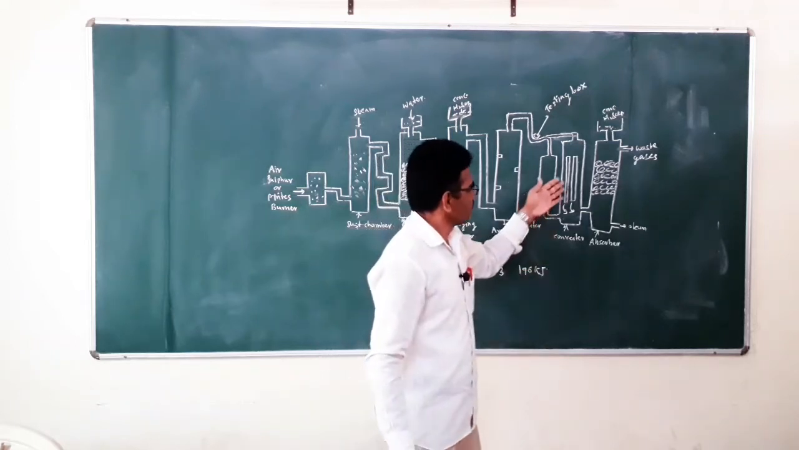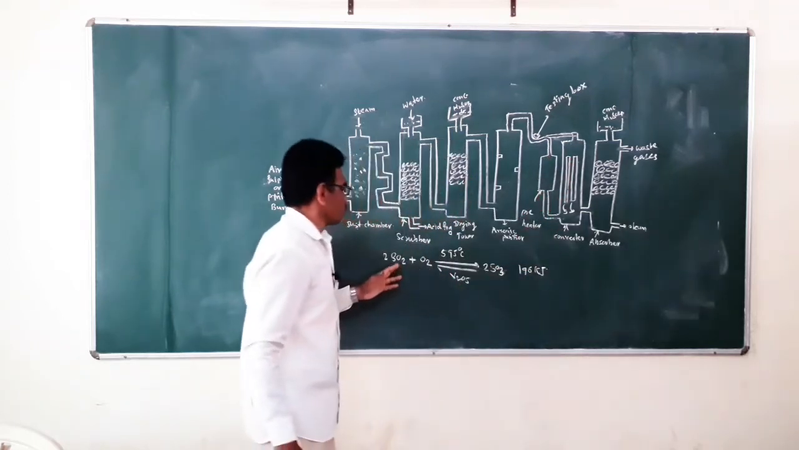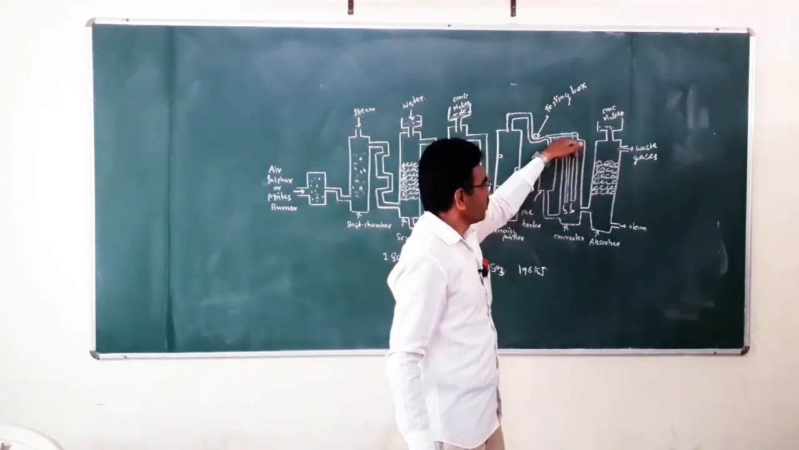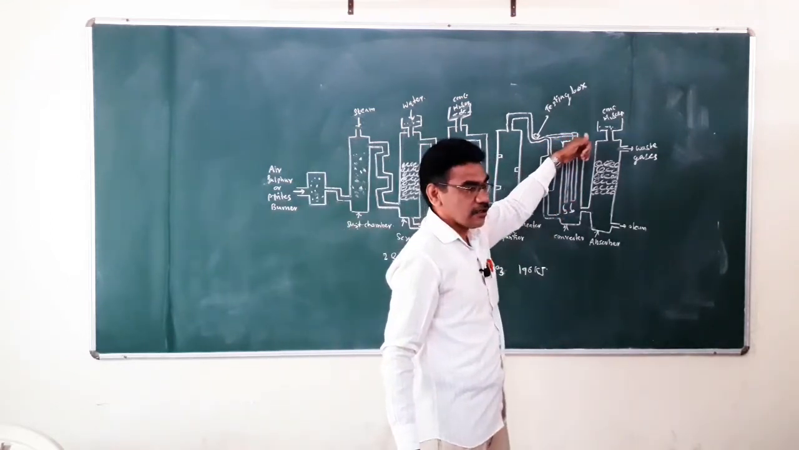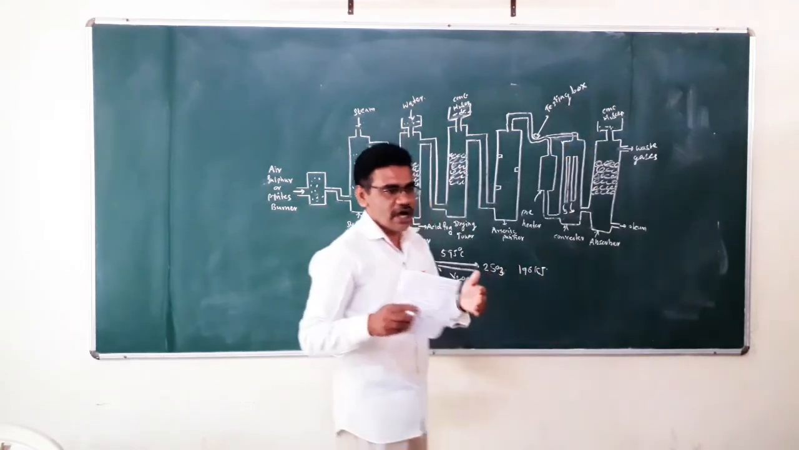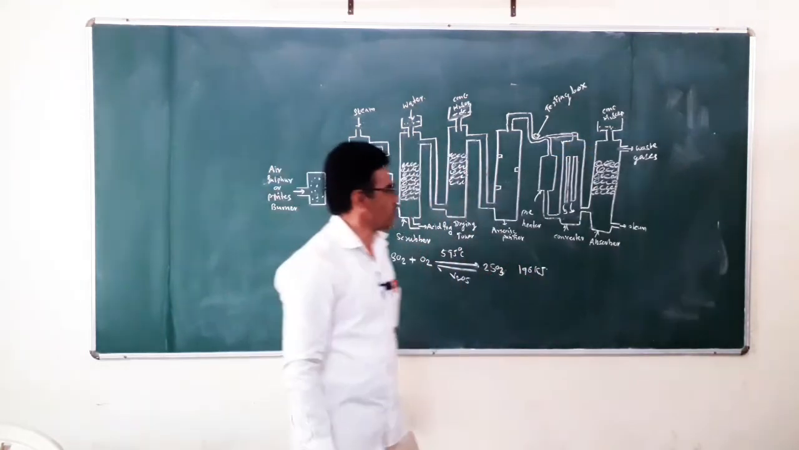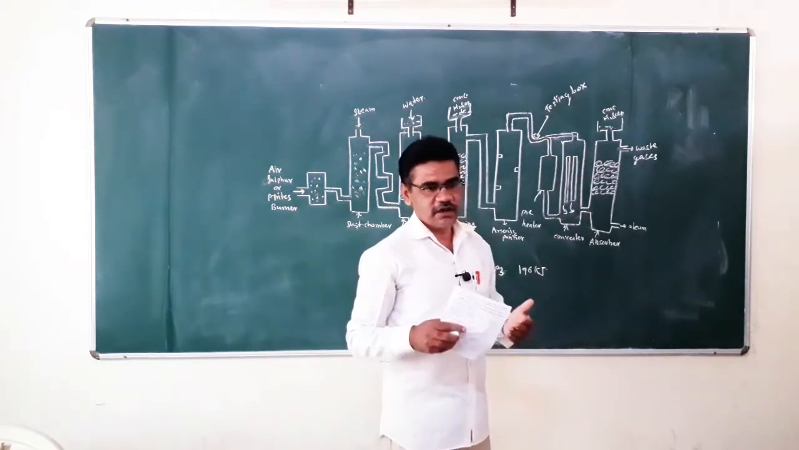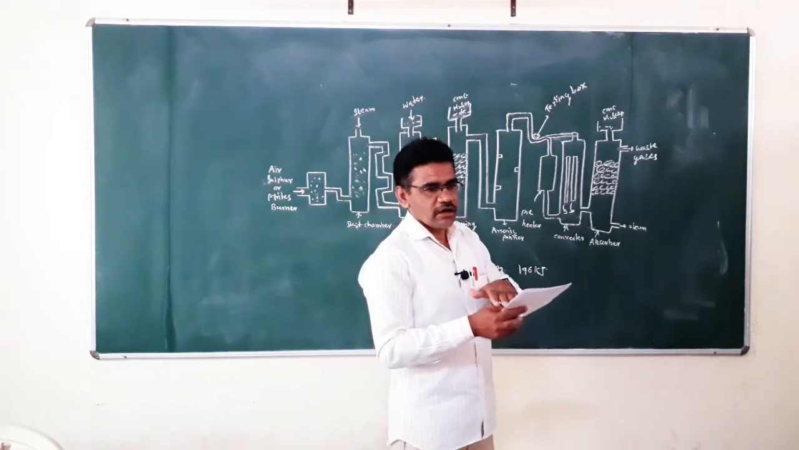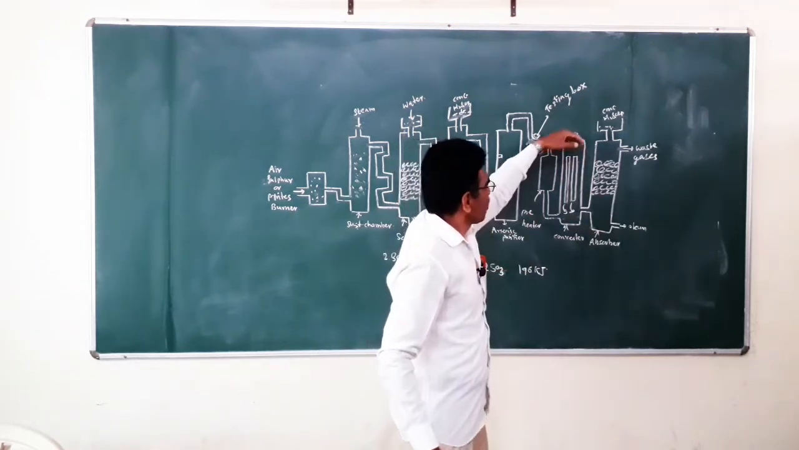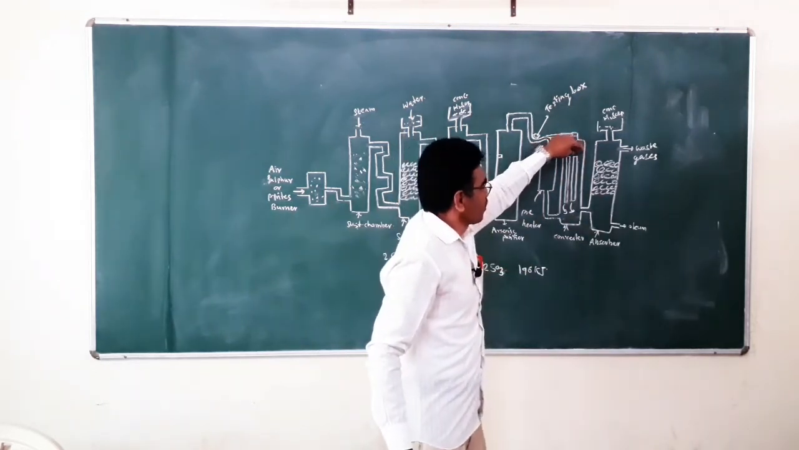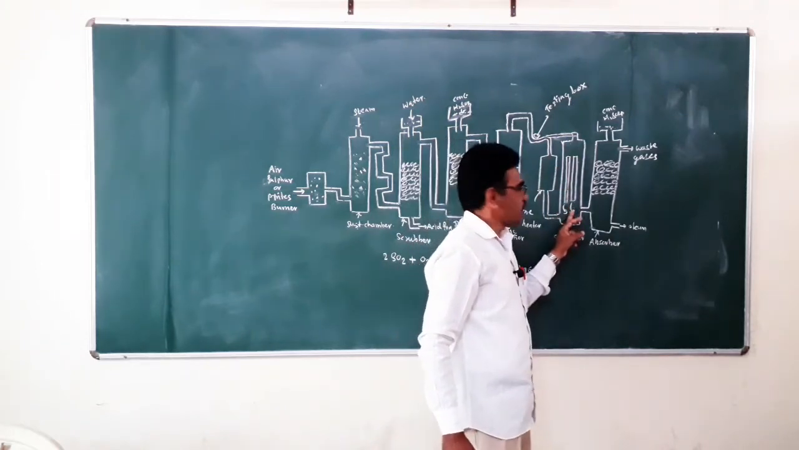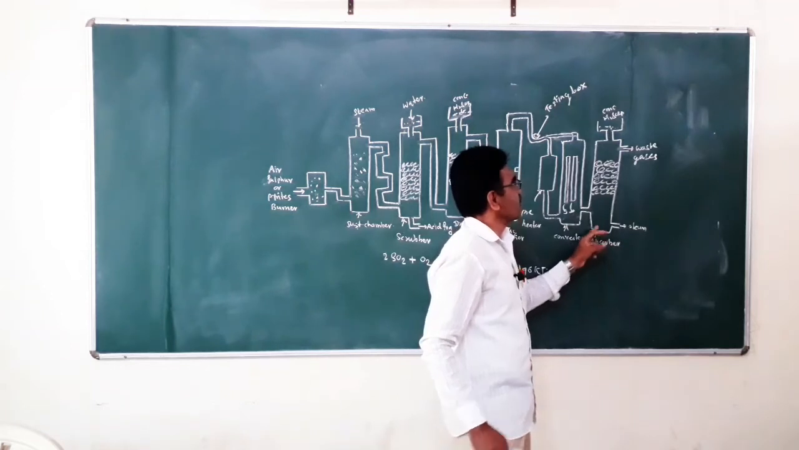And therefore, here, the conversion of SO2 to SO3 takes place in the converter with the help of vanadium pentoxide. The gases are absorbed on the surface of the vanadium pentoxide, and the remaining gases, that is sulfur dioxide and oxygen, are not absorbed on the surface of the catalyst. Here, the sulfur trioxide is passed into the absorption tower.